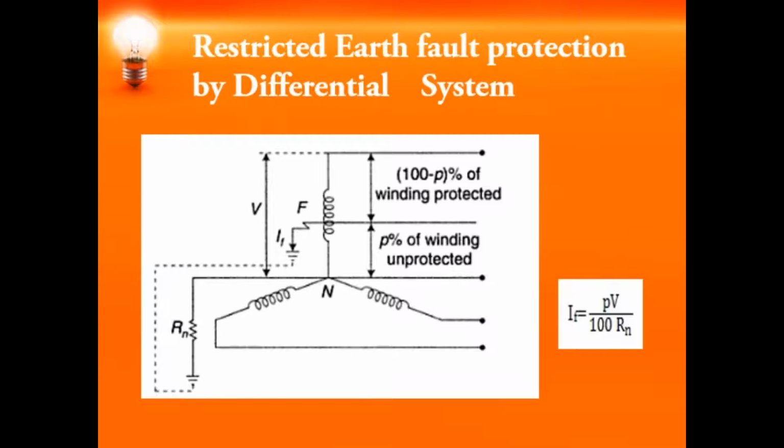Next is restricted earth fault protection by a differential relay. This is again a percentage differential protection type. If the neutral is directly grounded, we can provide 100% protection for the generator winding. But here, if you observe, the neutral is not directly grounded, but is grounded through a resistance, to limit the ground fault currents.